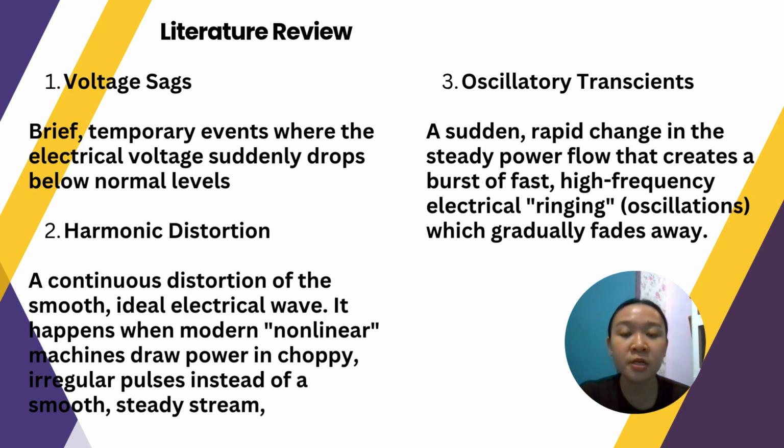The third disturbance is known as the oscillatory transient. It is a sudden rapid change in the steady power flow that creates a burst of fast, high frequency electrical ringing, which gradually fades away.